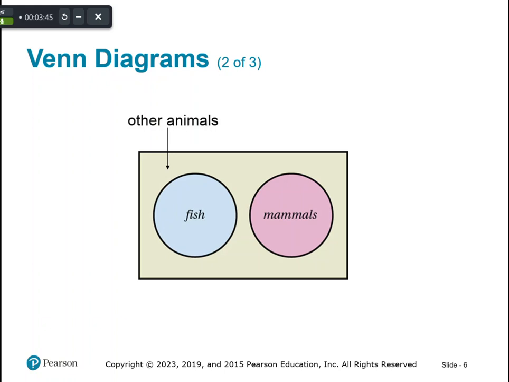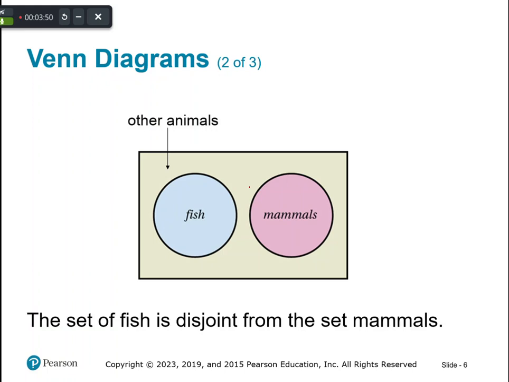So if we have 2 sets, we have the set of fish and we have the set of mammals. Notice that there is no overlap. The set of fish is disjoint from the set of mammals. This area here, all of this is animals that are not fish or mammals. So we got some reptiles in there, birds, that sort of thing.